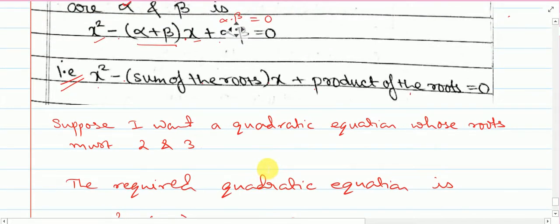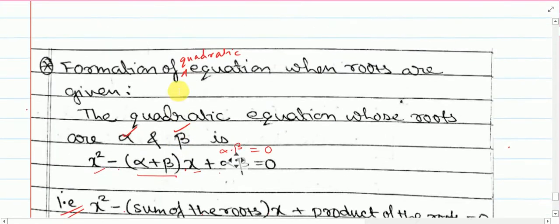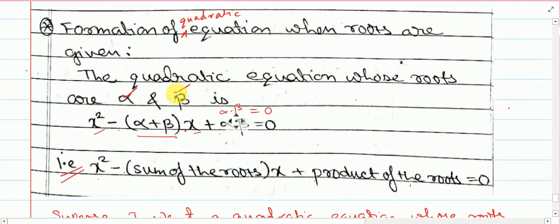Now we will see questions where roots are given to you and you are supposed to find the quadratic equations. In your maths copy you will write this formation of quadratic equation when roots are given. And I think this is not visible to you, this is alpha into beta. Okay, so now we will see a few questions.